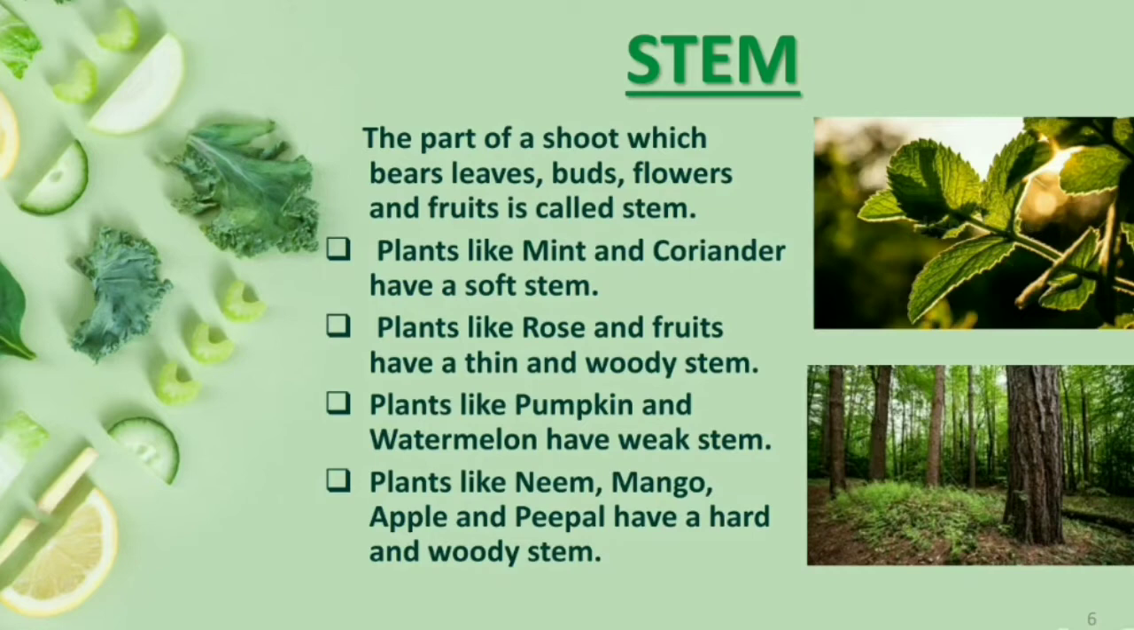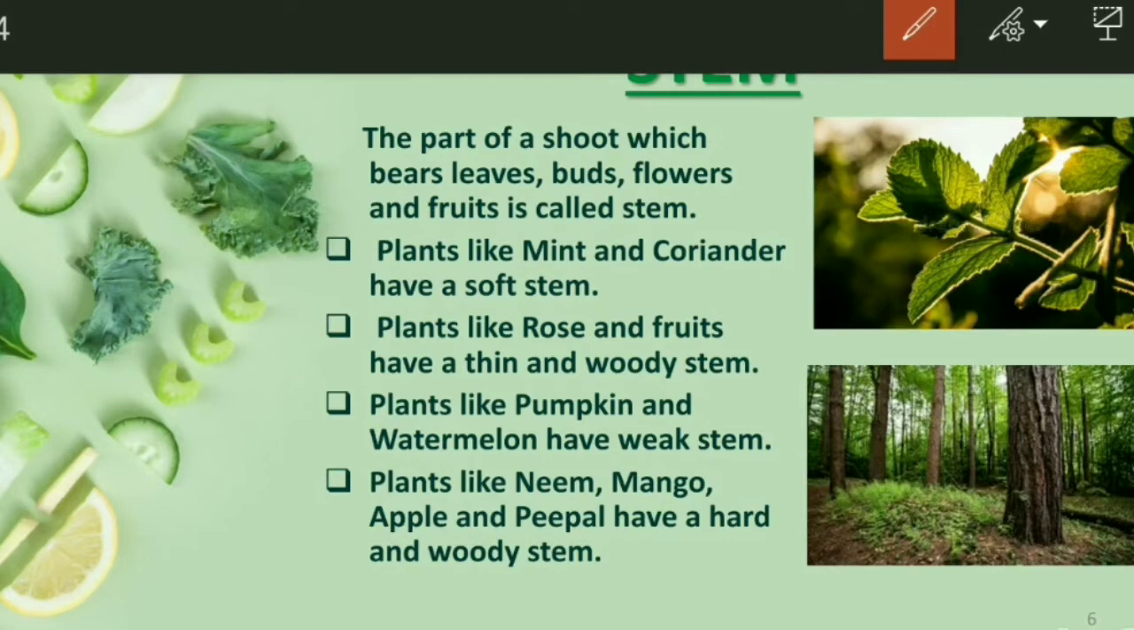Plants like rose and lemon have thin and woody stem. Some of the plants have thin, some of the plants have thick stem. Plants like pumpkin and watermelon have weak stem. Plants like neem, mango, apple and peepal have a hard and a woody stem. In the second picture you can see this one. The stem is very woody and hard. This type of stem is known as trunk. In the first picture you can see this stem is very soft, and in the second picture the stem is very woody and hard.